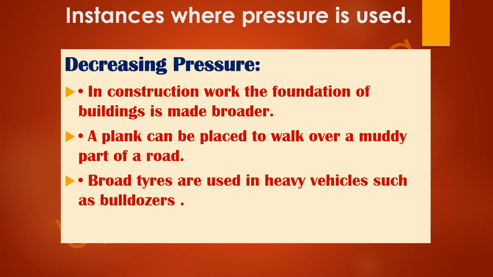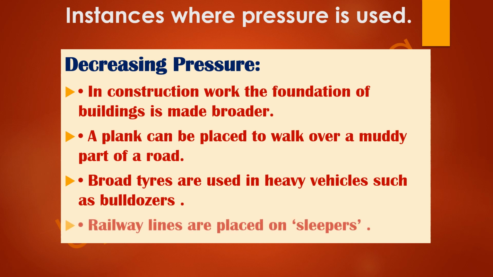Broad tires are used in heavy vehicles such as bulldozers. Railway lines are placed on sleepers. So the total weight of the train will be exerted on the whole surface area of the sleepers. So the train will not sink.